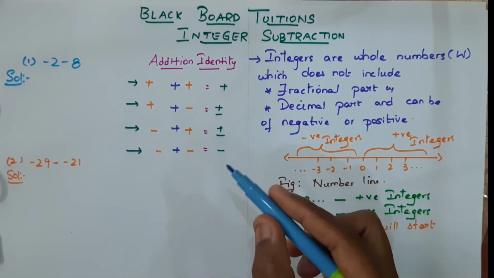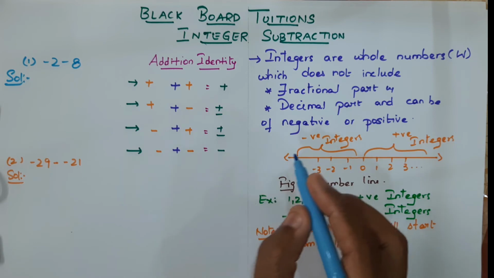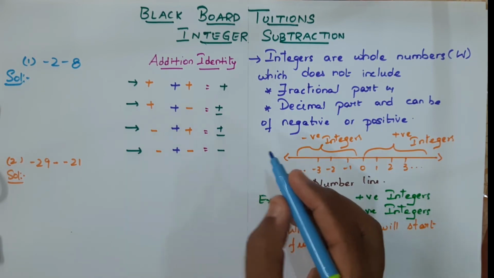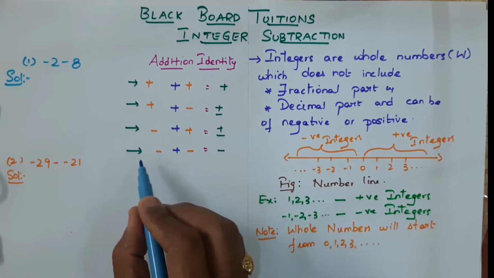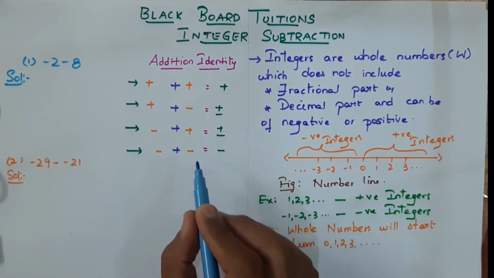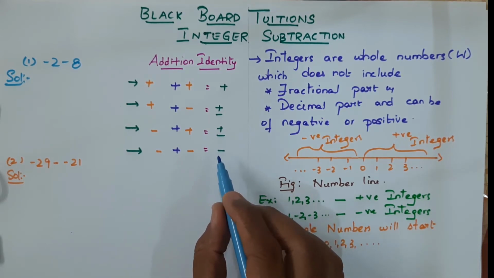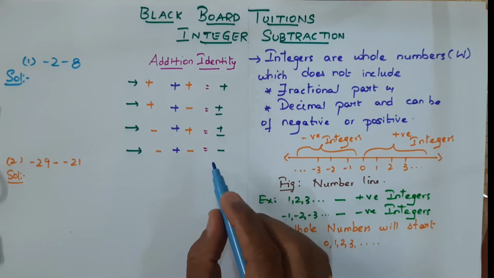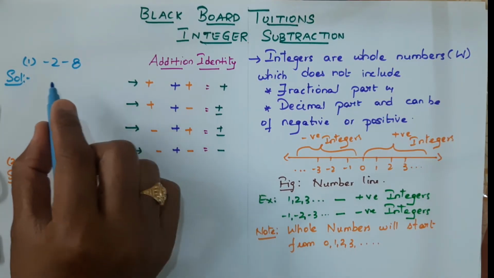If we have -2 and 5, 5 has a plus sign, so we consider it as positive. And if both integers are negative, -2 and -3 for example, we have to give the minus sign and add the integers. In the same way, in this case, there are two negative integers.